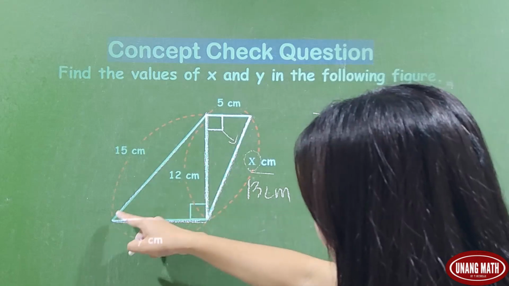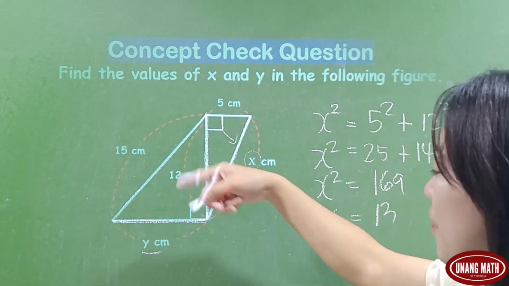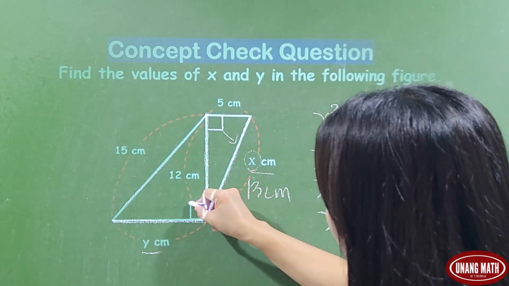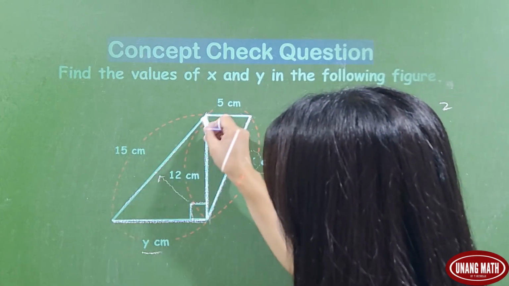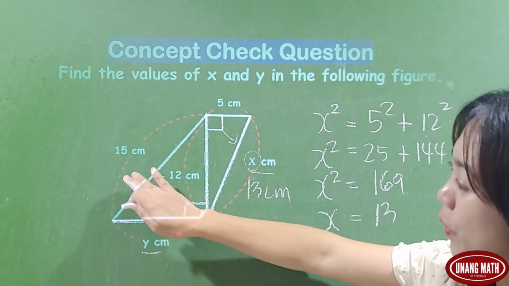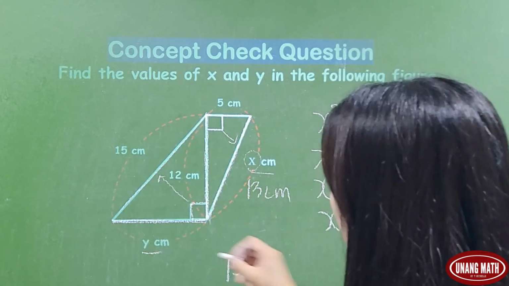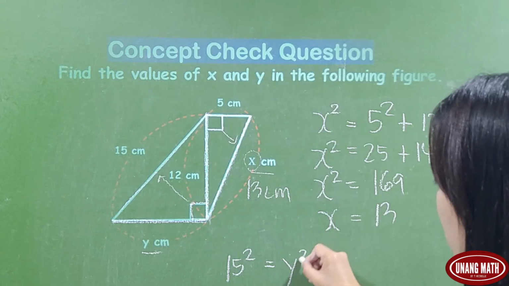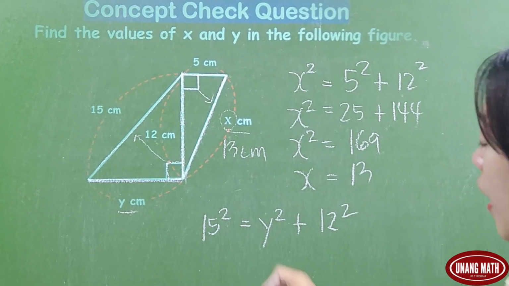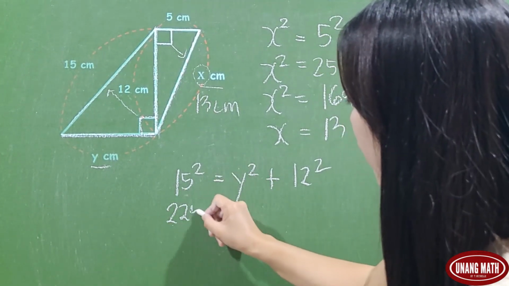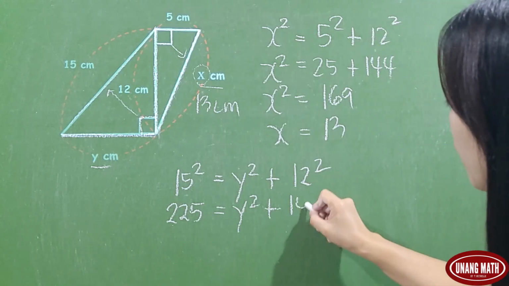Okay, now what about this right triangle? We will find the length of this side of this right triangle. Since this is our right angle, the hypotenuse, or opposite side, is this side. So this is our hypotenuse. So the Pythagorean theorem would be 15 squared is equal to y squared plus this side, 12 squared. 15 squared is 225. This is equal to y squared plus 12 squared, which is 144.